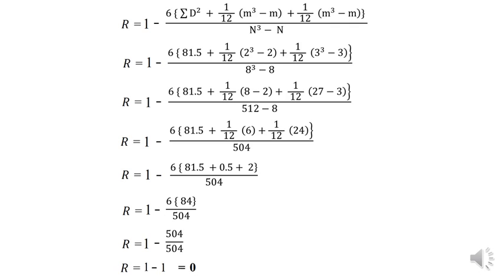There is no correlation between Judge A and Judge B. Given judges, there is no correlation. They are acting differently. Okay, this is the solution. Let us go to the next problem.